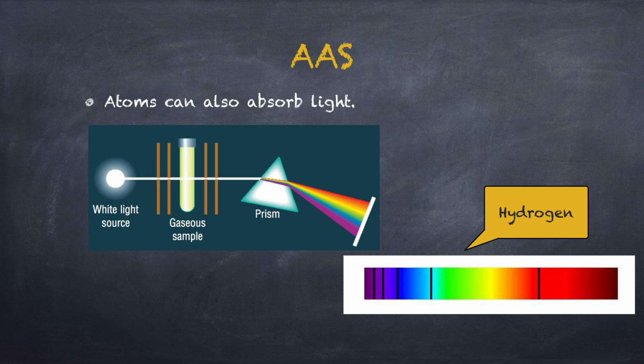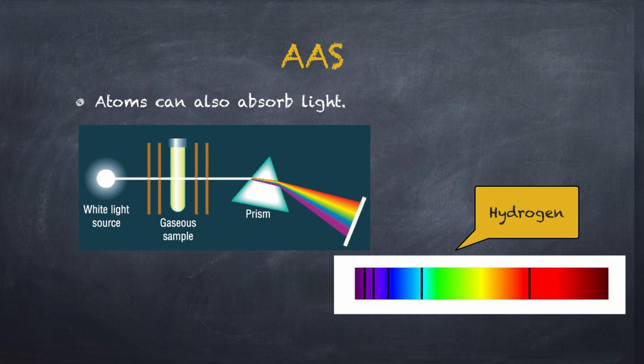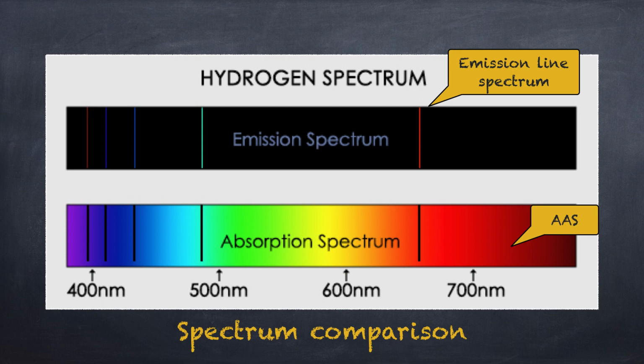The scientists saw a continuous spectrum with missing lines. They concluded atoms can also absorb light. The wavelengths of light absorbed by the sample correspond exactly to the wavelengths that would have been detected on an emission line spectrum.